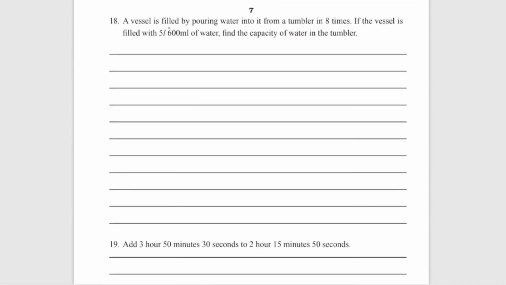Moving further, a vessel is filled by pouring water into it from a tumbler in 8 times. If the vessel is filled with 5 liters 600 milliliters of water, find the capacity of water in the tumbler. Tumbler is a glass. So suppose this is the vessel which is filled with 5 liters and 600 milliliters of water by using this tumbler 8 times.